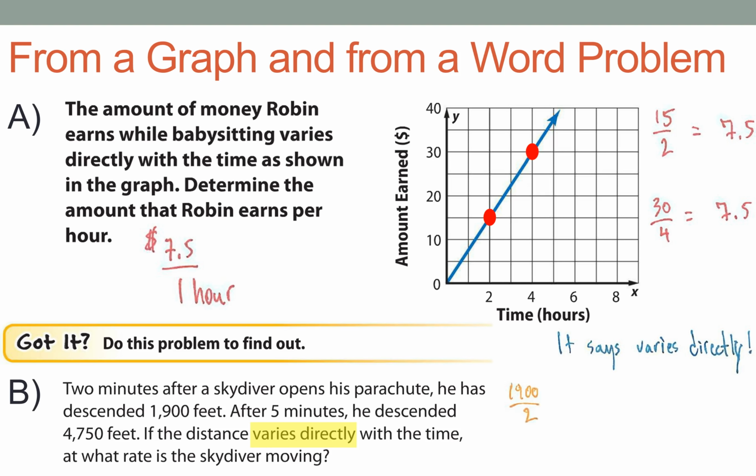We're back. All right. So I'm going to take the first one, 1,900 feet. After 2 minutes, I'm going to divide it and I get 950 feet per minute. I'm going to take the second one, 4,750 feet in 5 minutes, my bad. And 4750 divided by 5. And I'm going to divide that using my calculator. And I do also get 950 feet in 1 minute. That is the rate the skydiver is diving. Did you get it right? That's what I'm talking about.